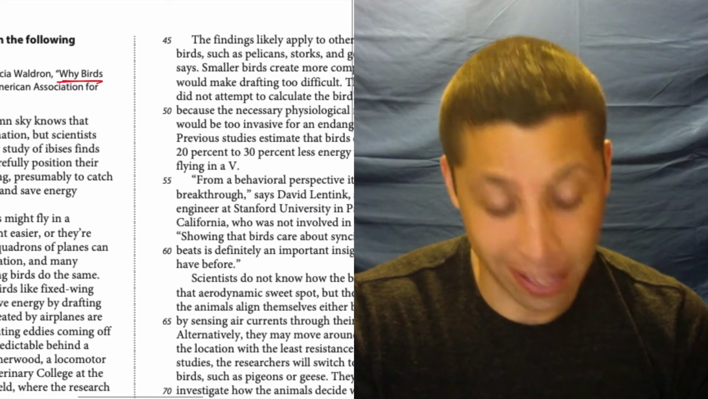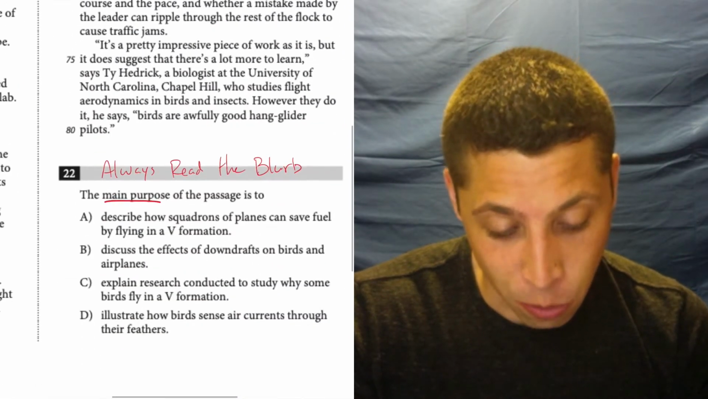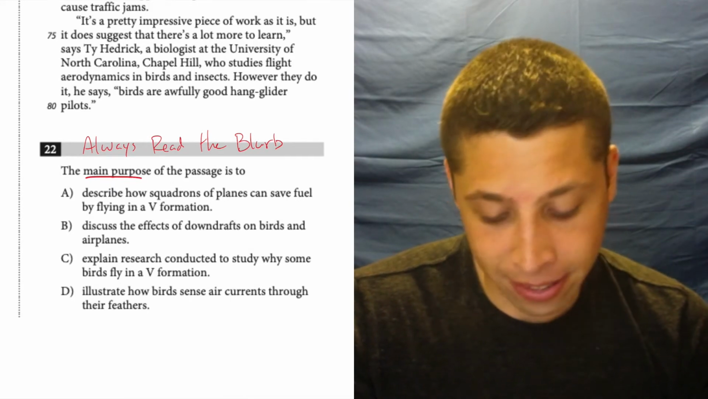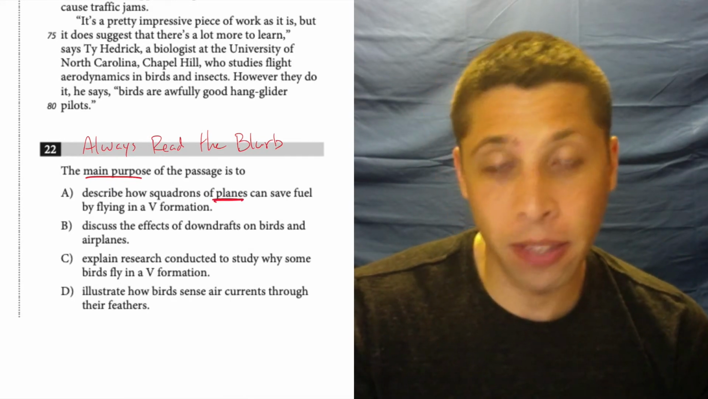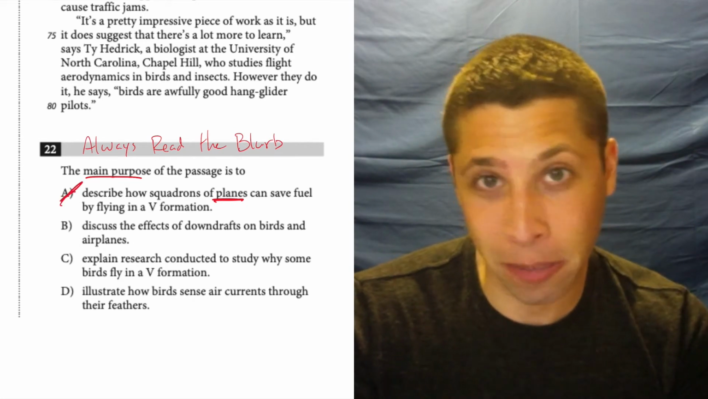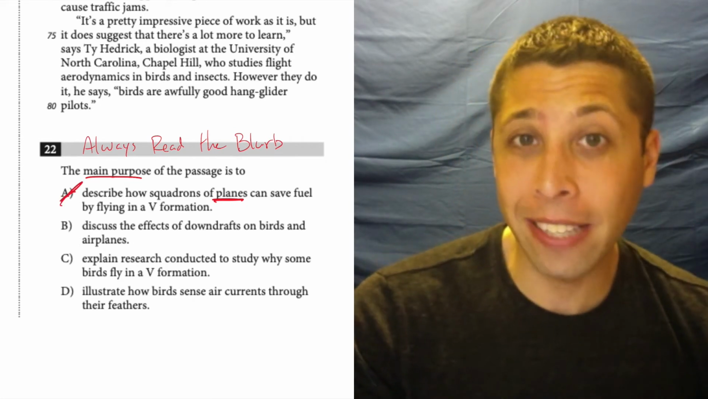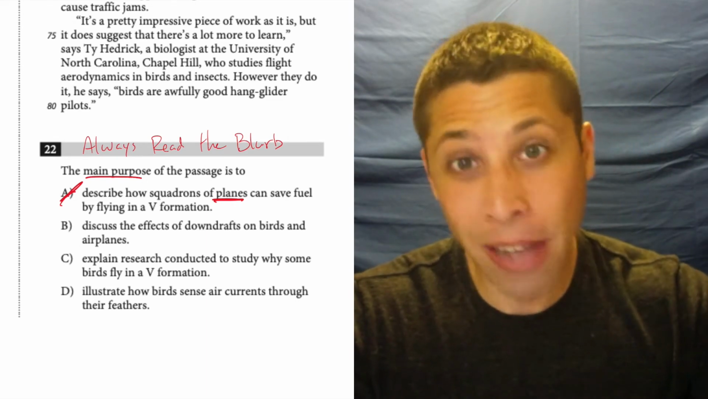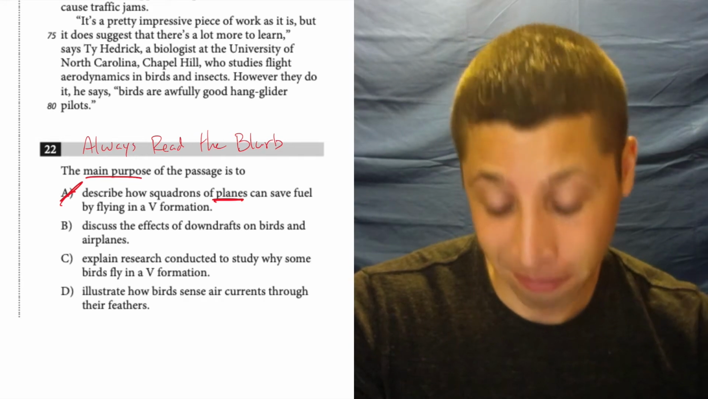Okay, let's go to our choices. Is it describing how squadrons of planes can save fuel flying in a V formation? No, it's about birds. We just read that. We know it's about birds also because that's repeated many, many times. Do they mention planes in certain places? Yes. But they mention birds in a lot more places.